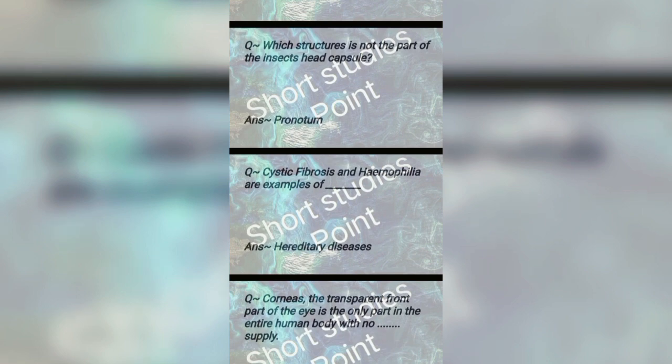Next question: cystic fibrosis and haemophilia are examples of, answer: hereditary disease. Next question: the cornea, the transparent front part of the eye, is the only part in the entire human body with no blood supply. Answer: no blood supply.